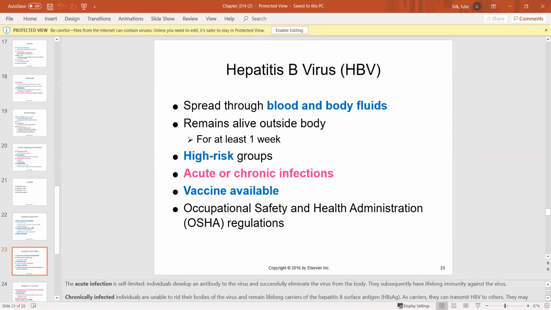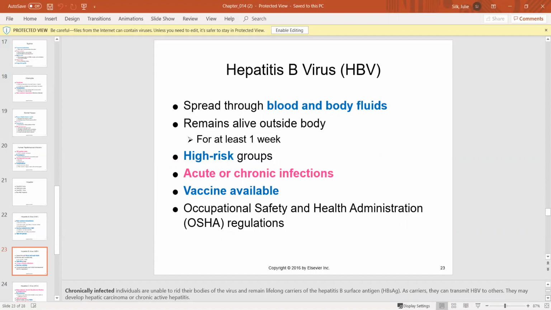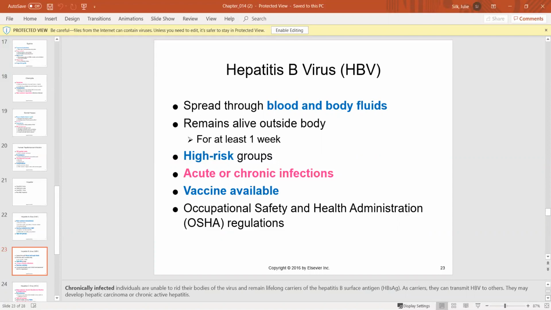But then chronically infected people are unable to get rid of it, and they remain a lifelong carrier of it. As carriers, they can transmit this to others. They may develop hepatic carcinoma or chronic active hepatitis as well.